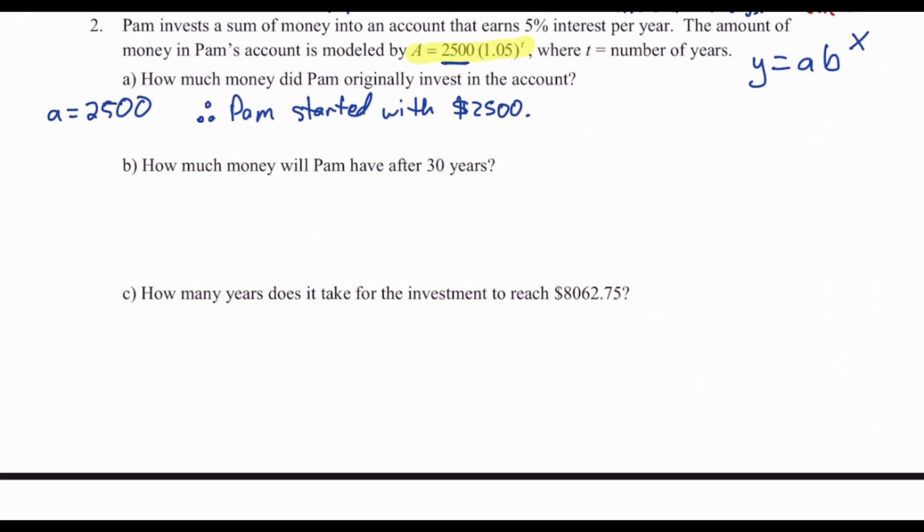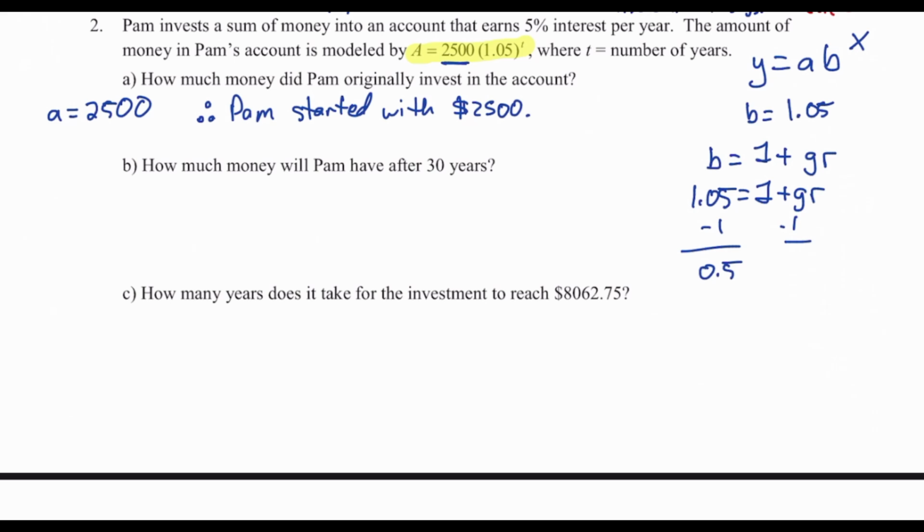Before we move on, let's also talk about our B value. It's not really part of the question. This is our first time doing application questions, so let's take a moment. My B value is bigger than 1, so it's going to be growth. So I know that B equals 1 plus the growth rate. I know B is 1.05. And so I'm going to subtract 1 from each side. And I'm going to find out that 0.05 equals my growth rate. Or when we talk about our money growing, we call it our interest rate.